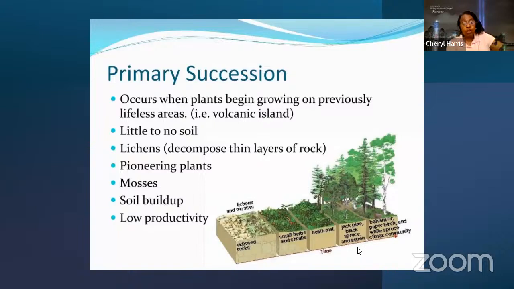So again, it starts in an area where there's nothing. It starts with rocks. The pioneer organisms decompose the rocks and loosen it up so that we can have more bigger trees. Okay, so it goes to soil buildup, and then you have low productivity at the beginning. All right, so I'm going to go on to the next slide. Is everybody good with this one? Anybody need me to stay here a minute?